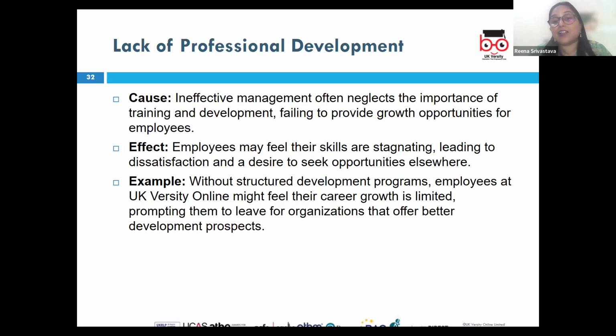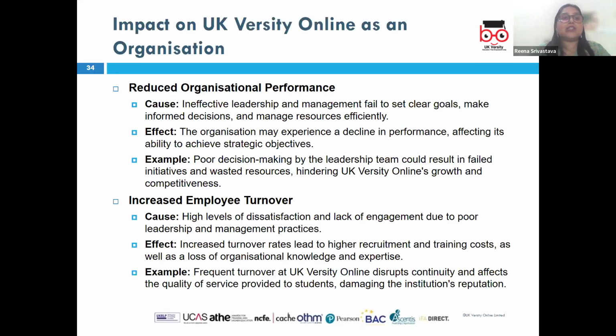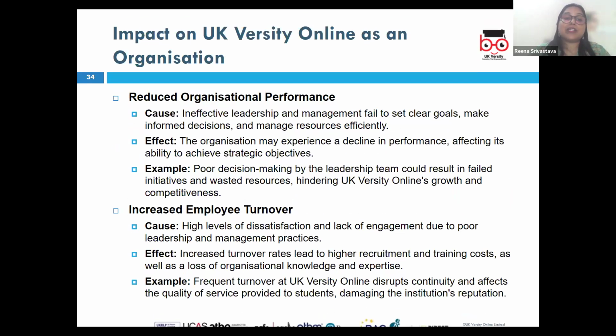For example, Kodak and the digital revolution. Kodak failed to manage the transition from film to digital photography, despite being aware of the shift in the industry. So let's take a look at what is the impact of ineffective leadership and management on the organization.